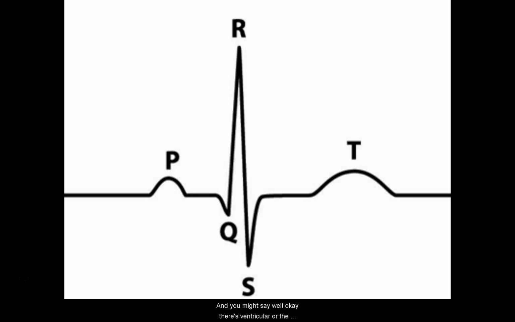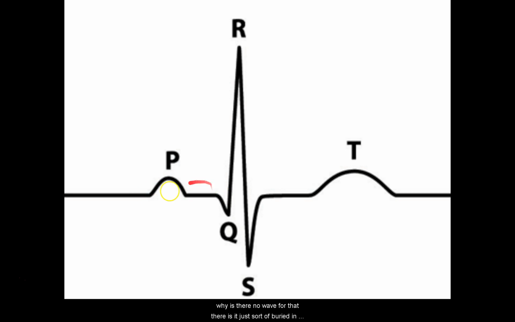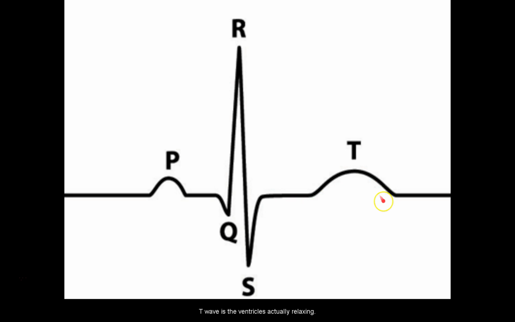And you might say, well, okay, there's ventricular, or the ventricles are relaxing. Why aren't the arteries relaxing? Why is there no wave for that? There is. It's just sort of buried in this QRS complex. So again, this is the atria producing this electrical signal here, this P wave. The QRS is the ventricles producing the wave when they contract and pump out blood. And then this T wave is the ventricles actually relaxing.